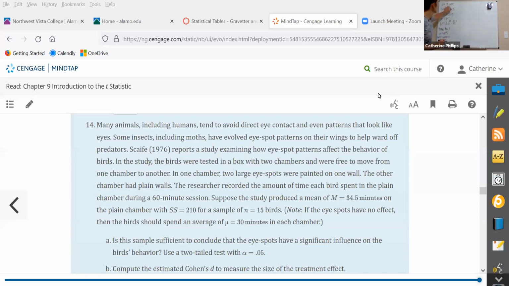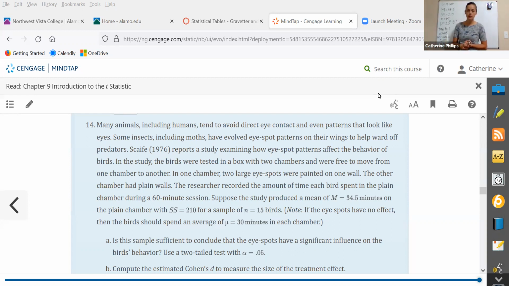So we're doing chapter 9, question 14. I just completed part A. The eye spots have a significant influence, is what we found. Now we're going to compute the estimated Cohen's d to measure the size of this treatment effect.